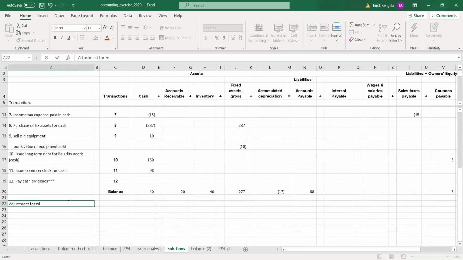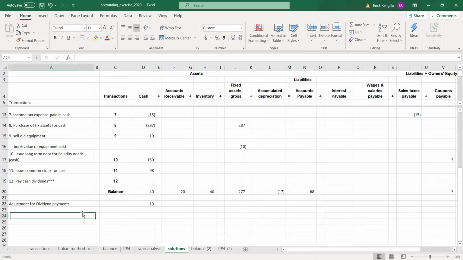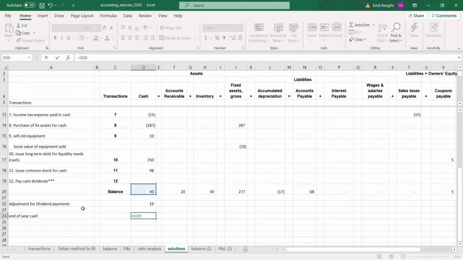for dividend payments. And when you do, this account only affects this one here. And this one here is going to be equal to the P&L, to this one here. So let's call end of year cash now basically this one here minus this one here.